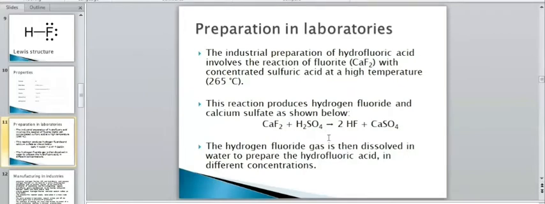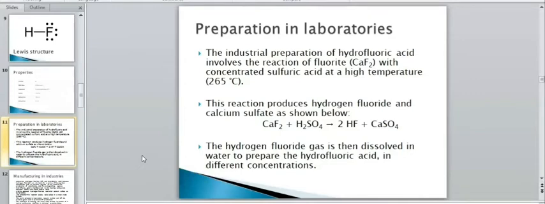Its byproducts are 2 moles of hydrogen fluoride gas and solid calcium sulfate. The hydrogen fluoride gas is dissolved in water to make hydrofluoric acid in different concentrations. It means that the concentration of hydrofluoric acid depends on how much water the gas is dissolved in.